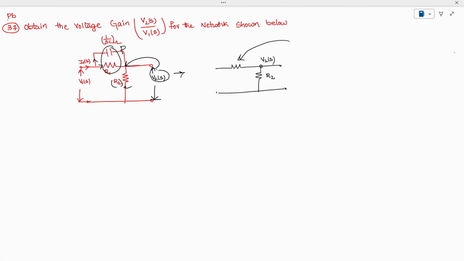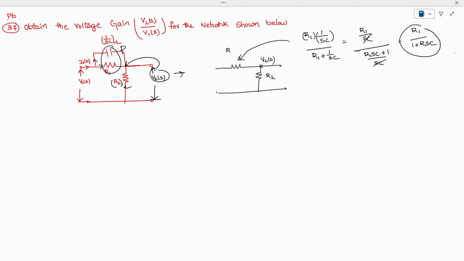Now these two resistors are connected in parallel. The formula is the product, R1 multiplied by 1/SC, divided by R1 plus 1/SC. When you do it, take the LCM in the denominator as SC, so this you can write as R1 SC plus 1. SC will get cancelled, and you are going to get R1 divided by 1 plus R1 SC. This is the resultant term we are going to get here.